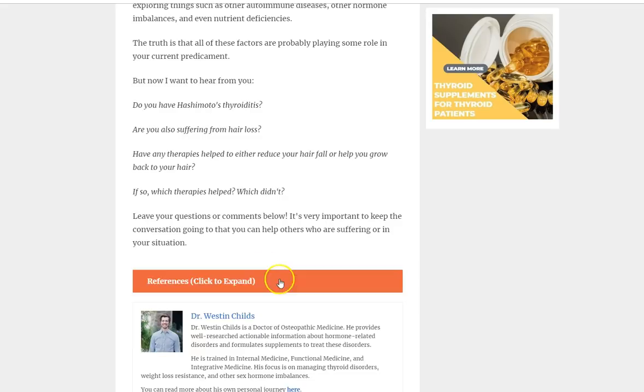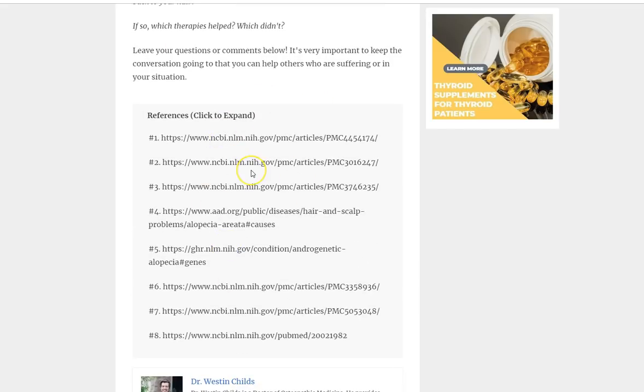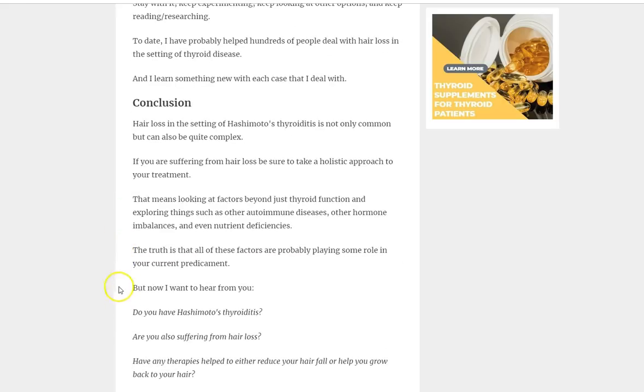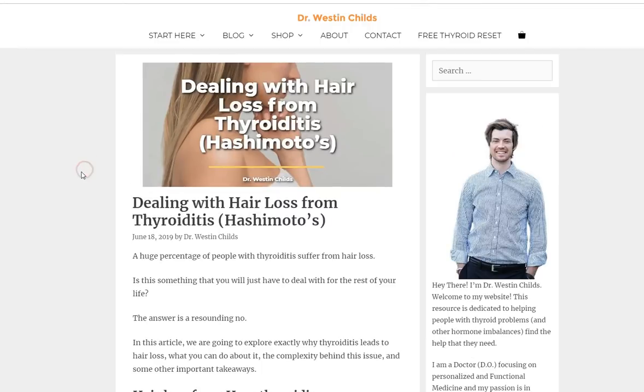And of course, remember, I always have the list of clinical studies here that you can take and look at that support what we're talking about as well, and tons of links in the article itself. So anyway, I know hair loss is a difficult subject, especially for those people with Hashimoto's. And I think the people with Hashimoto's have a little bit more of a difficult time compared to those with just run-of-the-mill hypothyroidism.